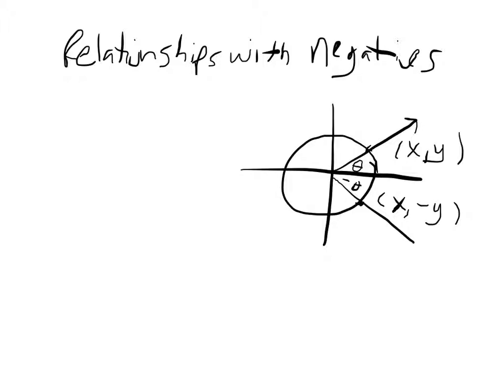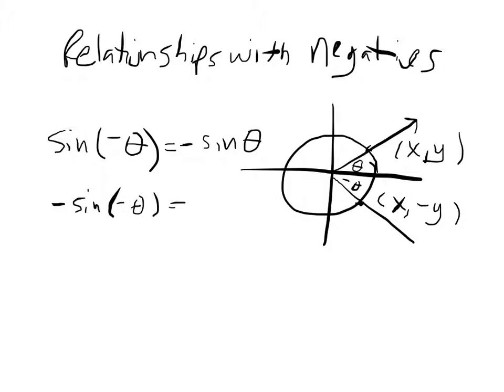So if I wanted to look at, for example, how does the sine of negative theta compare to the sine of theta, the answer would be those two values are opposites. And so my relationship with negatives: the sine of negative theta equals negative sine theta, or equivalently, negative sine of negative theta equals sine theta. So that can be done with sine.